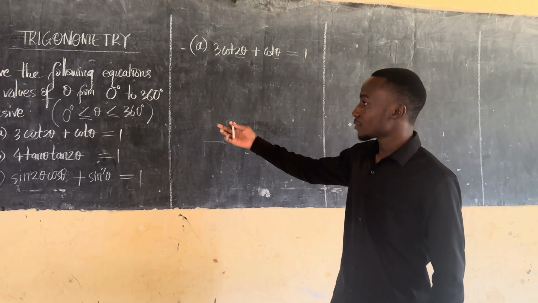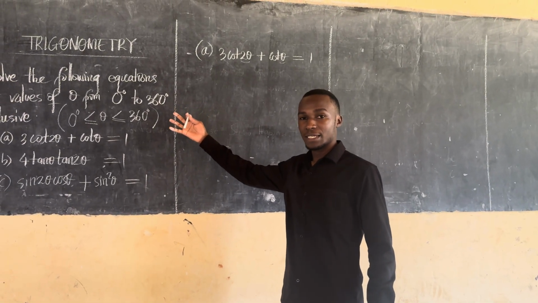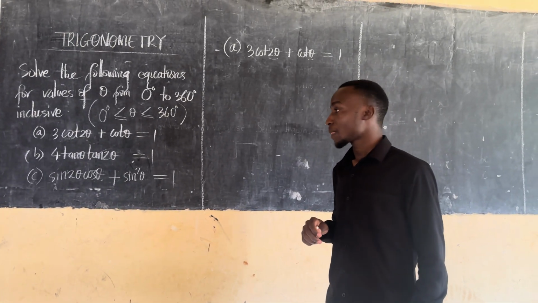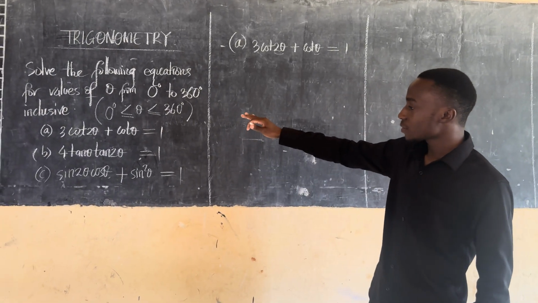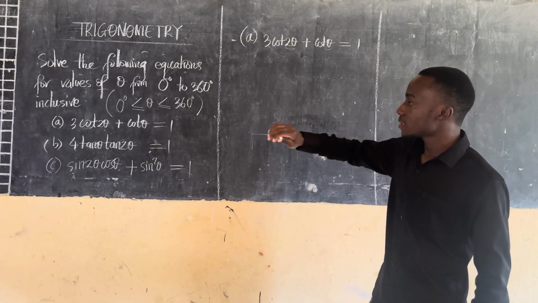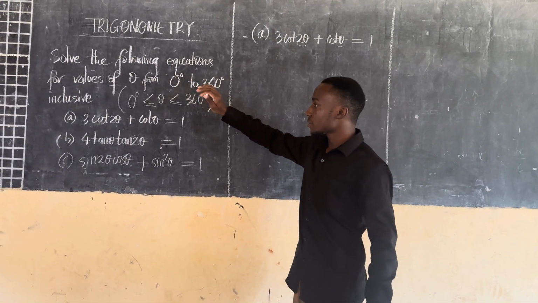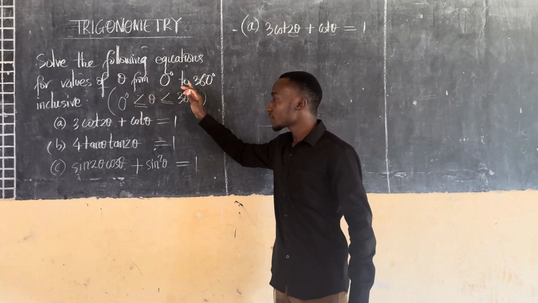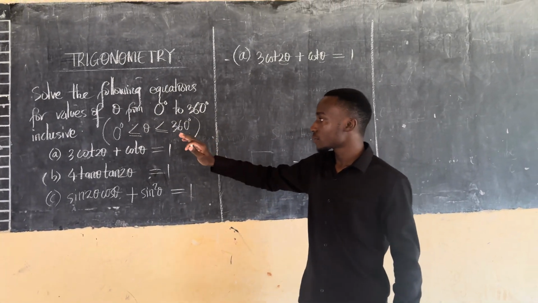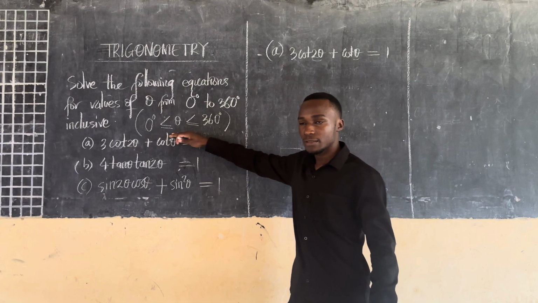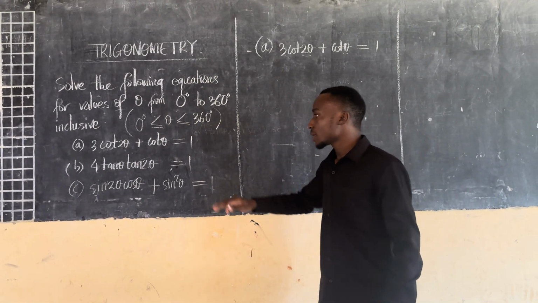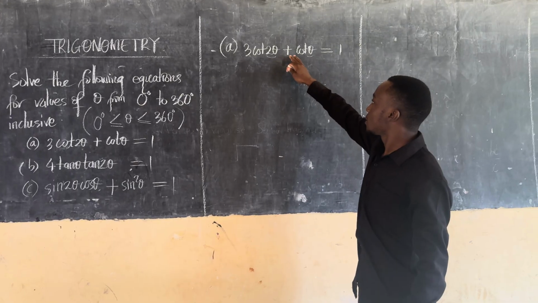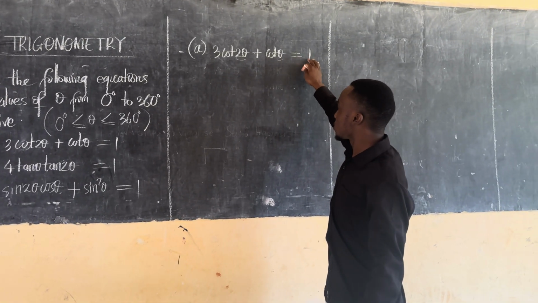So today we are going to look at trigonometry, and in this video we are going to look at double angles. We are going to use this question, and it says solve the following equations for the values of theta from 0 degrees to 360 degrees inclusive, which in other words means this. In our part A, we are given that 3 cot 2 theta plus cot theta is equal to 1.